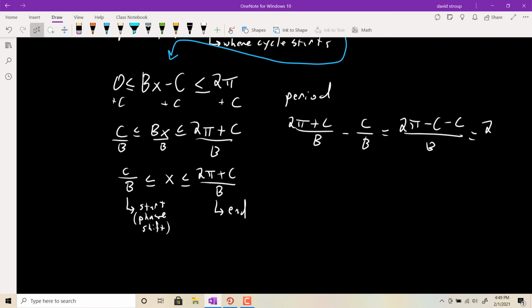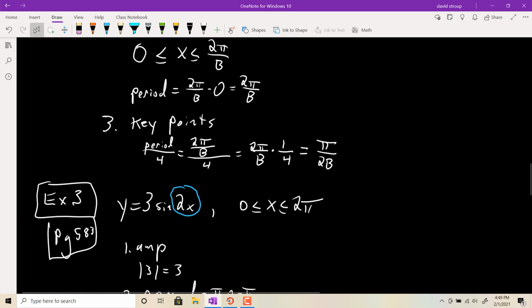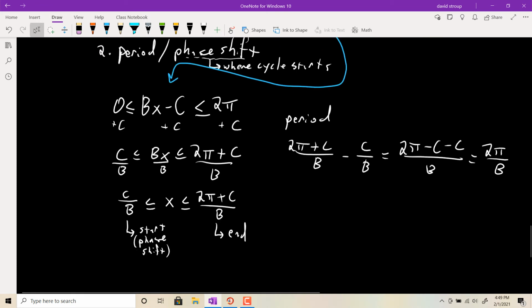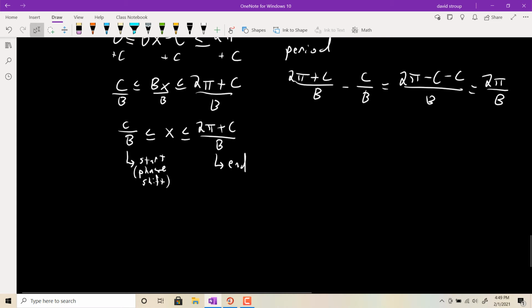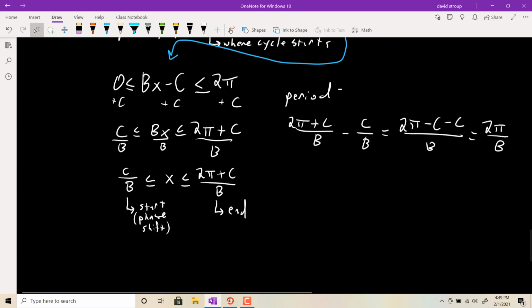And what do you end up with? Well, you end up with the same formula that we had for the previous example, right? Just 2 pi over b. So the period is the same. Period is 2 pi over b.